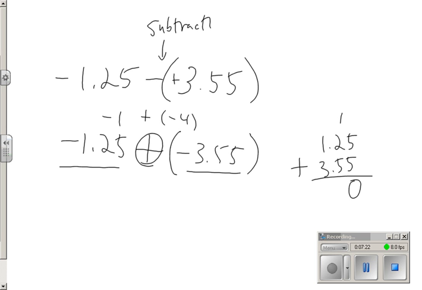5 plus 5 is, well, 10, I guess, but 5 hundredths plus 5 hundredths is 1 tenth. 2 tenths, 1 tenth, and 5 tenths is 8 tenths. 3 plus 1 is 4, and my answer is negative 4.80, or simply negative 4.8, because really I don't have any hundredths. Okay? And that's how you add and subtract rational numbers in decimal form.